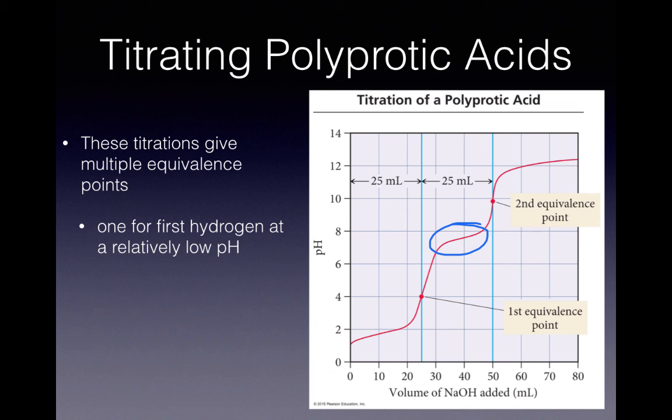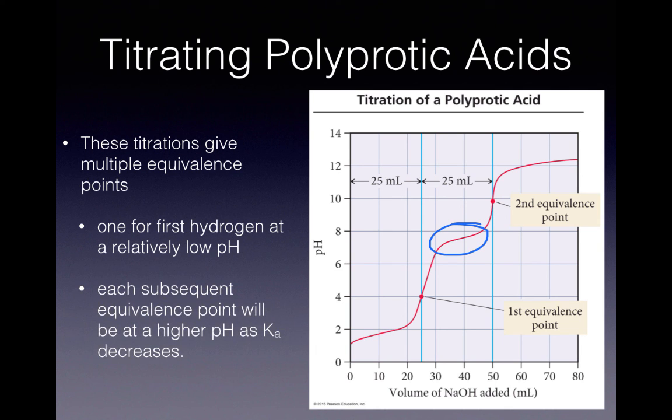just right around this place here, and then we hit a second equivalence point where the pH goes shooting up once again at a higher pH, and if we had a third H plus that needed to come off, it would be at a higher pH even still. And this is because the Ka is decreasing. It's requiring more and more H plus to take that off.